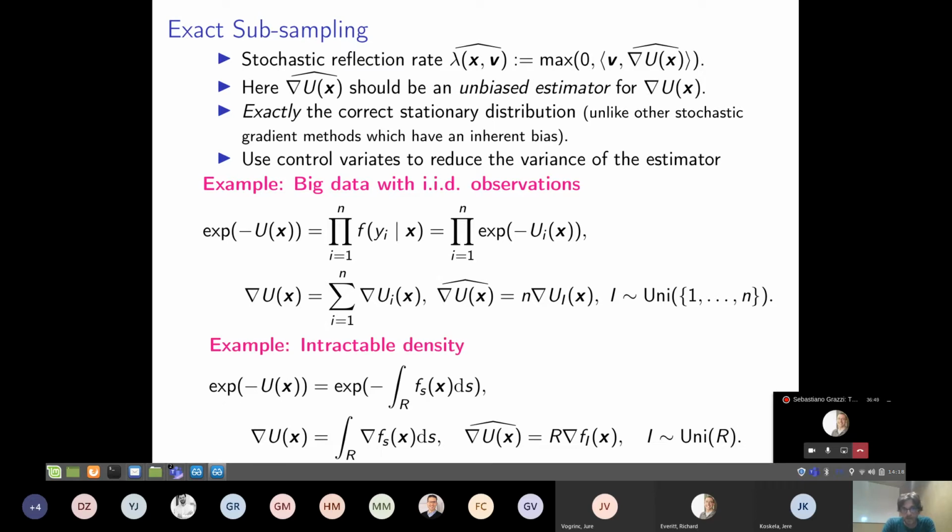As another example, which is going to be the one I use for the diffusion bridges, it's quite similar. We have a density which is given by a time integral in this case. And when we take the gradient, we still have a time integral to be evaluated. Usually the standard is to evaluate this integral numerically. But with exact subsampling, we can just use a random point inside the range of the integral as a proxy of the integral.